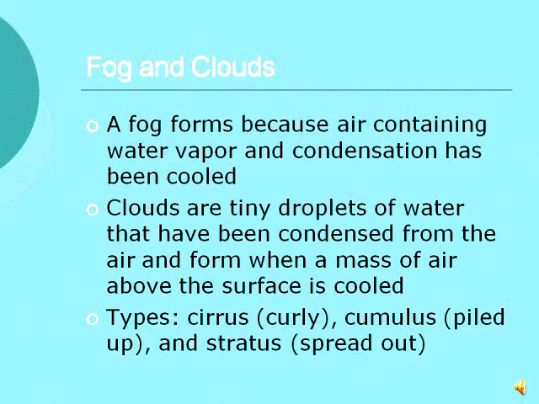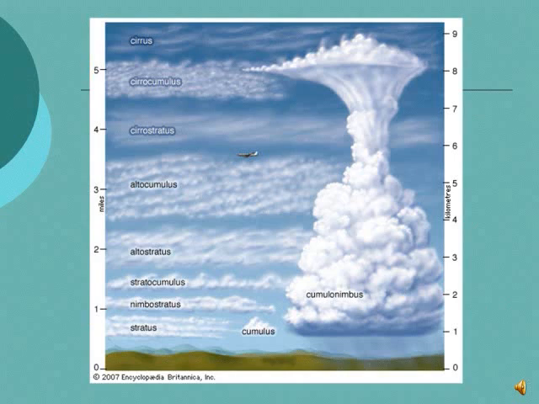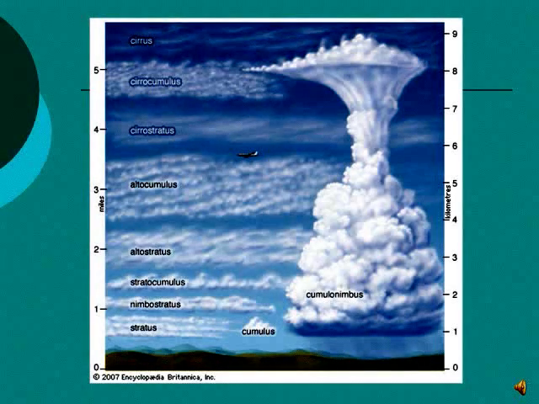You have the cirrus, which look kind of curly in the sky. You have cumulus, which look piled up or like big balls of cotton. And then stratus are spread out. On the bottom right, you can see cumulonimbus. Anytime you see the word nimbus, nimbus means weather forming, like rain is typically going to fall from that, or snow, any type of precipitation.